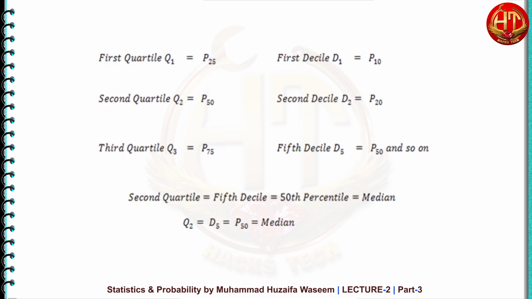First quartile Q1 is equal to the 25th percentile. It means the 25th percentile and the first quartile are the same, as are the second quartile, median and 50th percentile. The third quartile is equal to the 75th percentile. First decile is equal to P10, the 10th percentile. Second decile is equal to P20. The second quartile Q2 is equal to the median, equal to the 50th percentile, equal to D5.